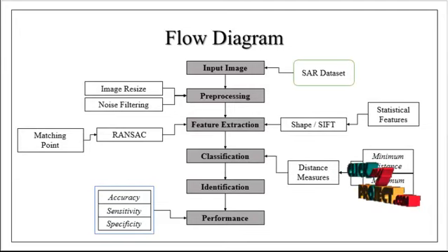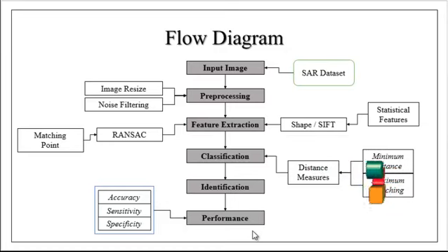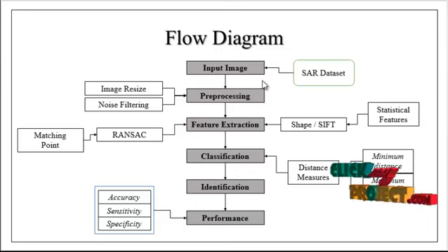Now we're going to discuss the flow diagram of the process. This is the overall working flow of this process. The modules of this project are input image, preprocessing, feature extraction, classification, identification, and finally performance estimation. These are the modules we have presented in this project. At first, the input image is taken from the dataset. The dataset consists of SAR images, that is synthetic aperture radar images.